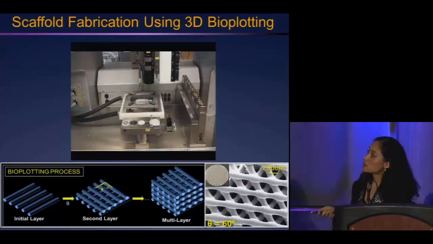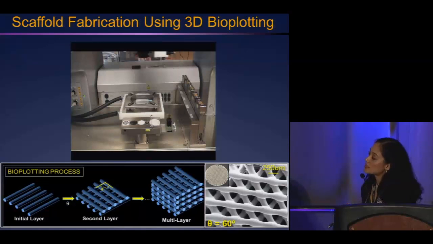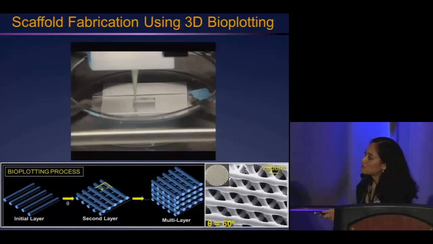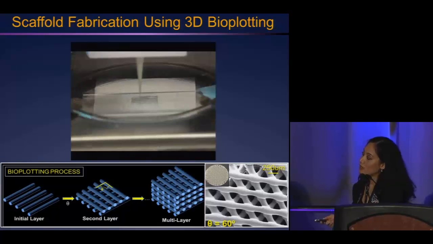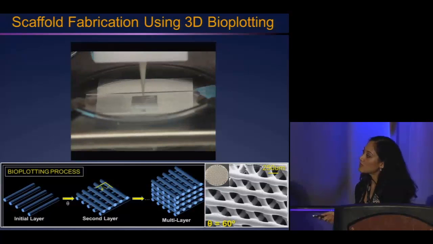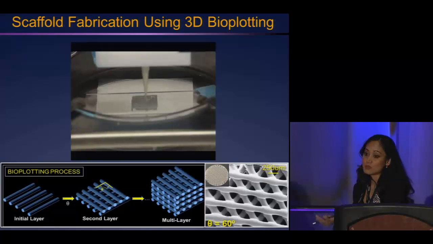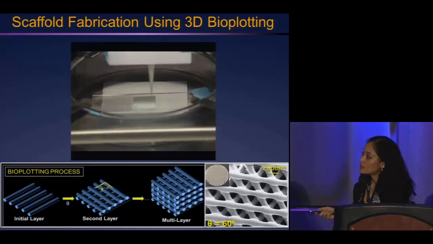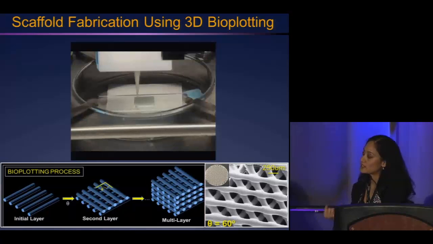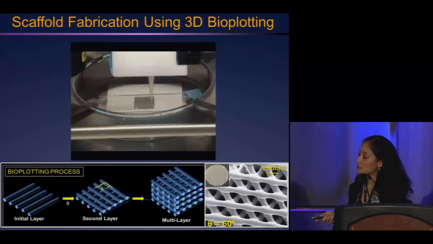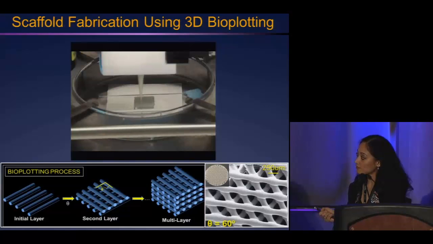One of the platforms that we use to create tissue engineering scaffolds is this 3D bioplotting platform, which has been explained before. This is an extrusion-based rapid prototyping platform where you print layer by layer, and you can control very well the size, the shape, the pore structure, and this results in scaffolds that have high interpore connectivity, which is very important for nutrient diffusion as well as getting a lot of cells in the actual pores.